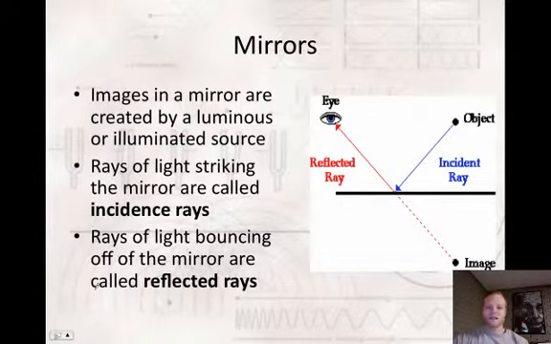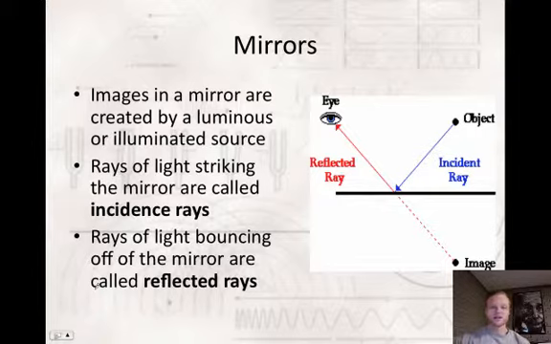I'm sure you have all stood in front of a mirror before. Today we're talking about just flat planar mirrors. And these images in a mirror are created by either a luminous or an illuminated source. So it could be a flashlight or it could be just an object that's having light reflect off of it.